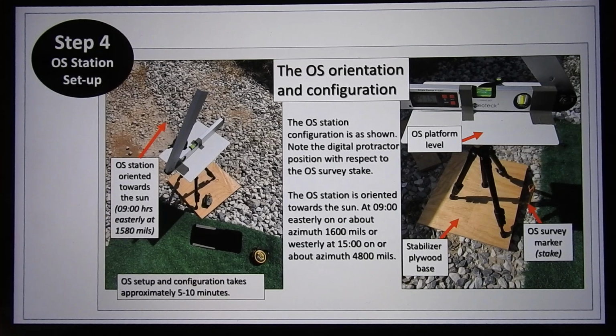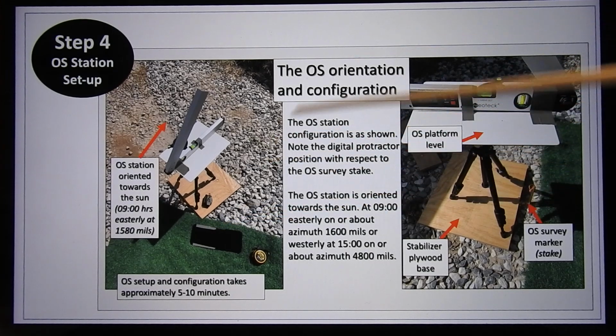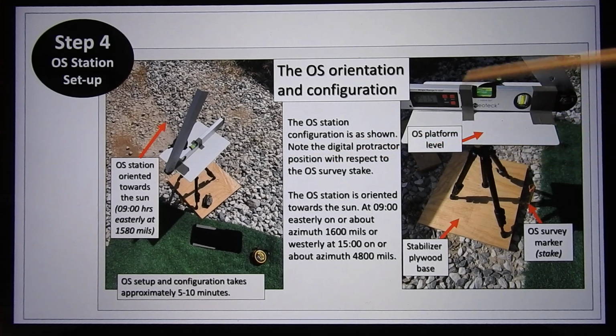Step 4. The OS station's orientation setup, and basically all you're doing is you're setting it up on a tripod over on the stabilizer board. You put that stabilizer board, connect your OS platform to the tripod, and then I mount my manual or my digital protractor using tape on there to help stabilize it in windy conditions. So it gives it more stability. You don't want that thing falling off in windy conditions. And then all you're doing is orienting that towards the sun, whether it's westerly for your first reading or easterly the following day. Again, nothing too difficult. It's a very simple process.